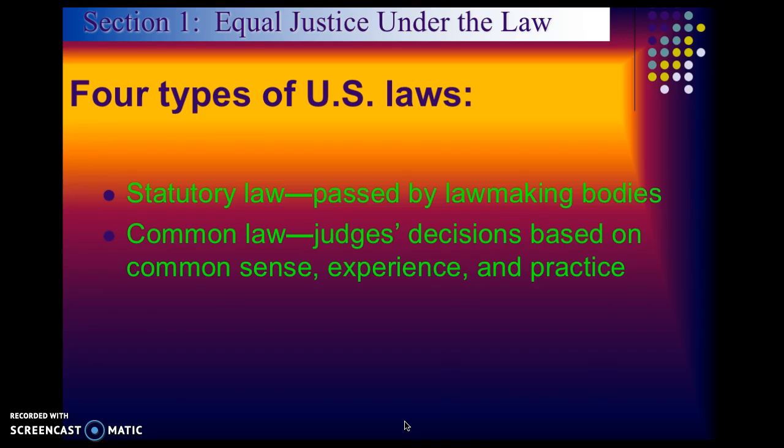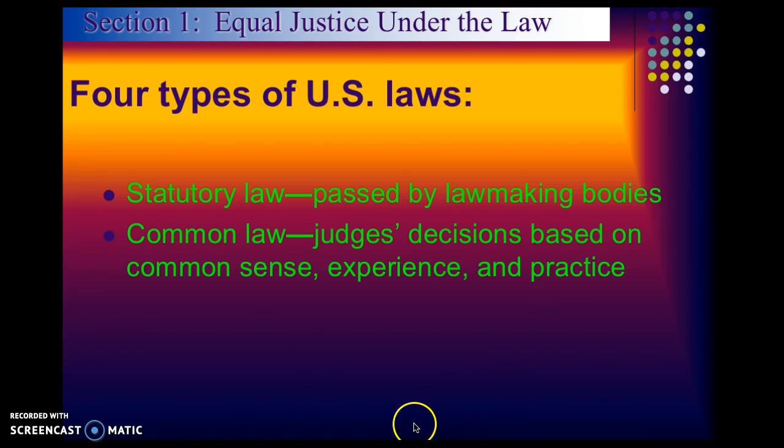Now, there are 4 types of laws in the United States. The first one is what is called statutory law. And these are most laws, and these are laws that are passed by lawmaking bodies. Next, you have what is called common law. Common law is when judges' decisions are based on common sense, experience, and practice.